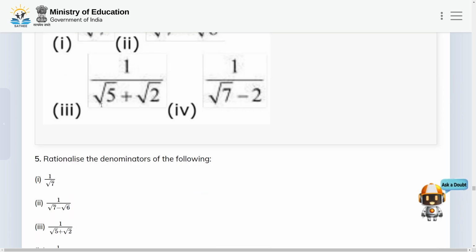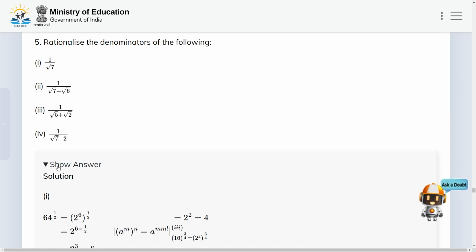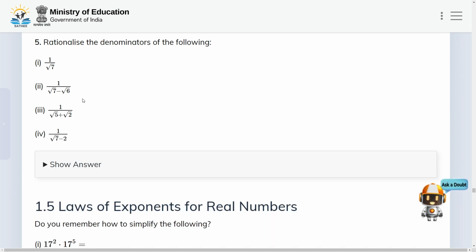Okay, and then 1 by root 7 minus root 6. If we rationalize it, then we will get root 7 plus root 6 divided by root 7 minus root 6 into root 7 plus root 6. This is equal to root 7 plus root 6 divided by 7 minus 6, and that is equal to root 7 plus root 6. And then 1 by root 5 plus root 2, if we rationalize it, we will get root 5 minus root 2 divided by root 5 plus root 2 into root 5 minus root 2. That is equal to root 5 minus root 2 divided by 5 minus 2, that is equal to root 5 minus root 2 divided by 3.